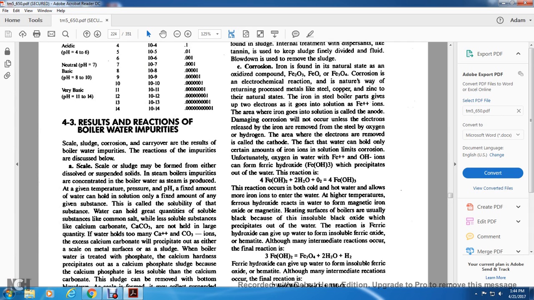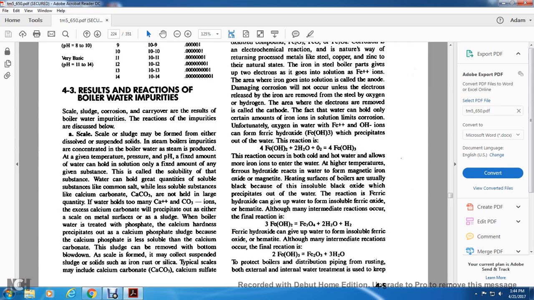Scale and sludge may form from either dissolved or suspended solids. Steam boiler impurities are concentrated where the boiler water steam is produced. Given a fixed temperature, pressure, and pH, water can hold in solution only a fixed amount of any given substance. This is called the solubility of the substance.